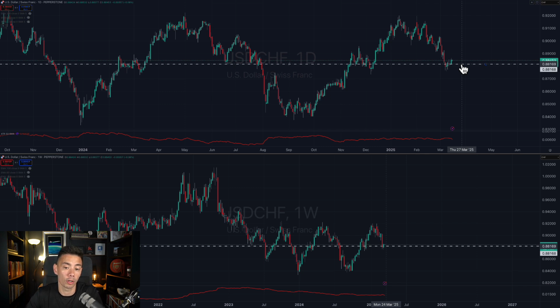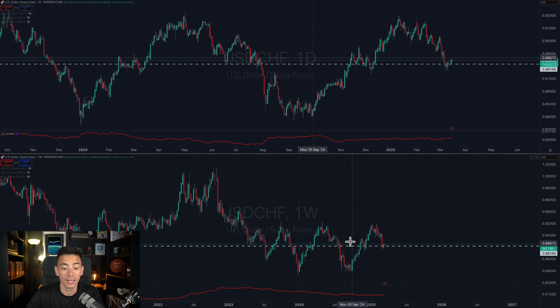So from a portfolio perspective, this is a good area to be a buyer from. The 0.8816 is a good area to start initiating your buys. If it drops below there, then you probably take a look here on the weekly at the 0.8566 as another potential area to add another buy trade. But ultimately, the positioning of this portfolio is going to be to the upside.